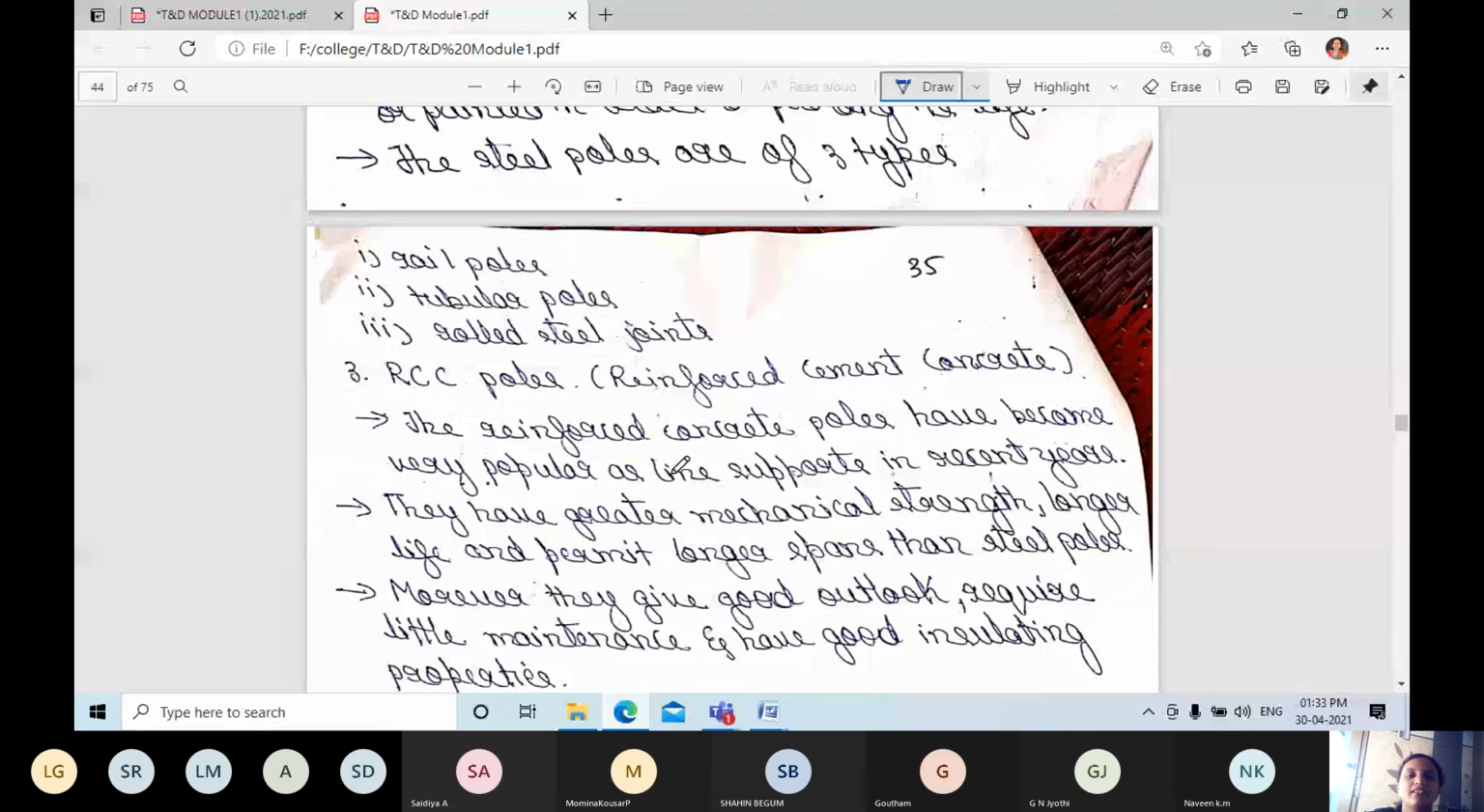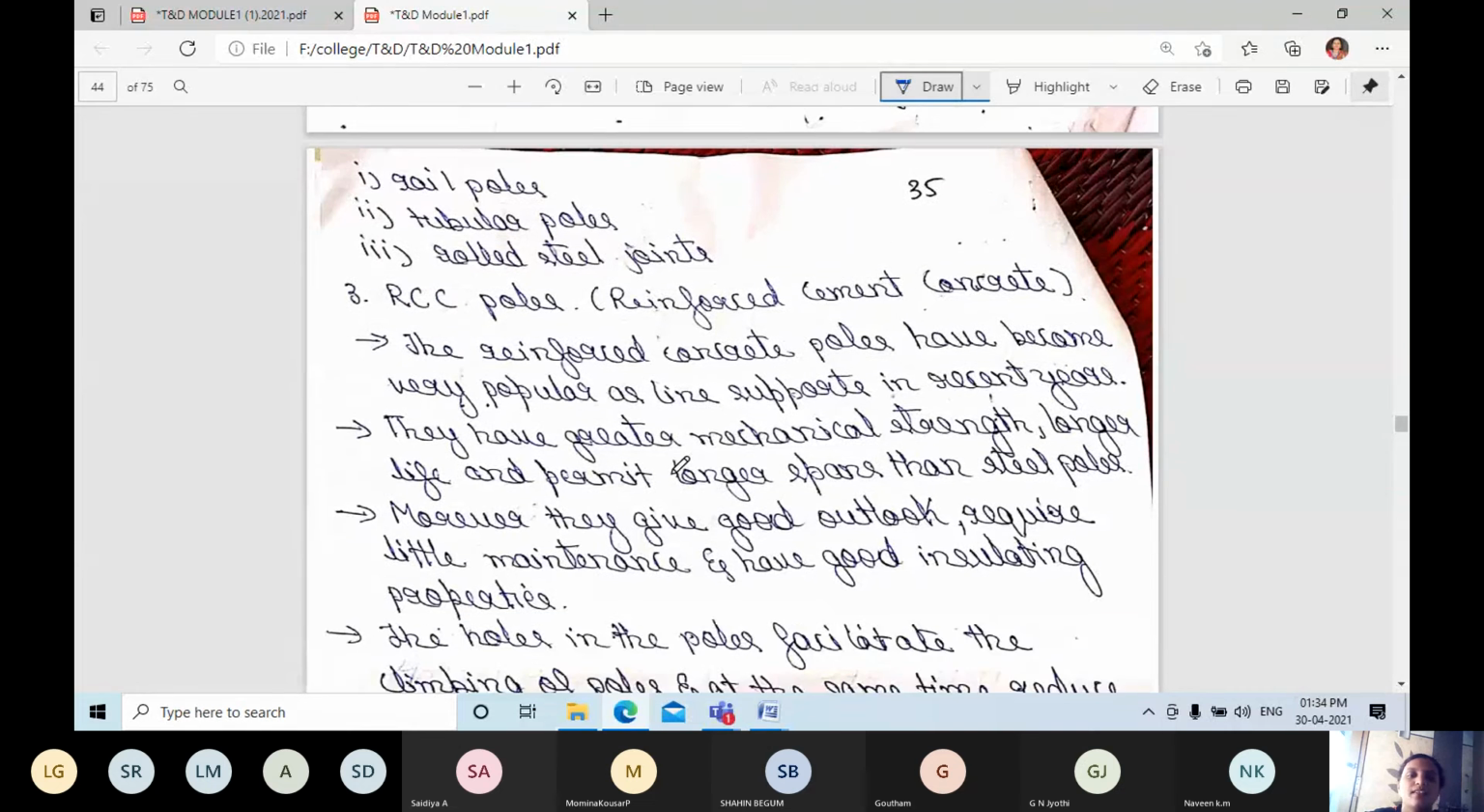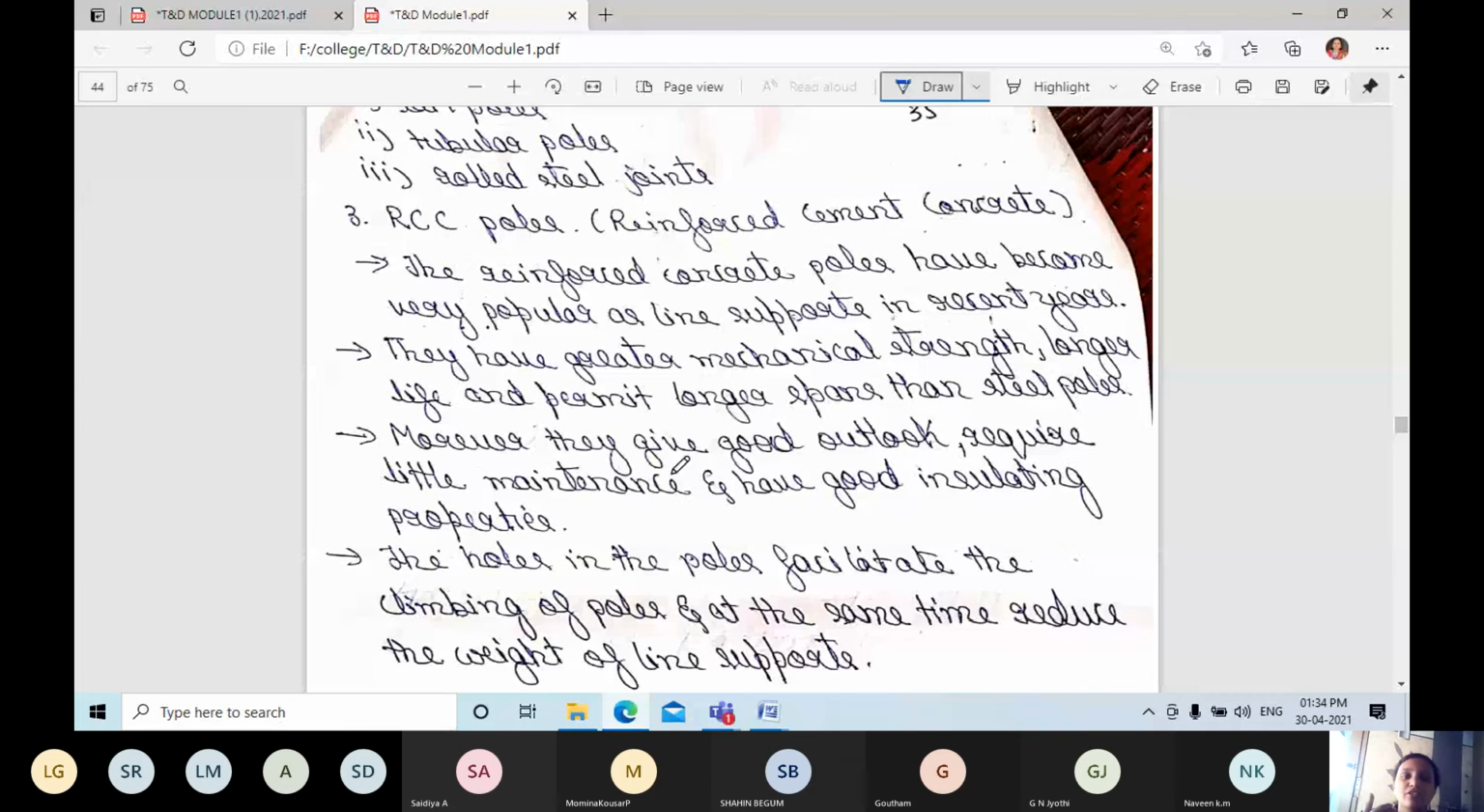RCC poles, reinforced cement concrete. You will know more about these, you see them daily. Advantages: reinforced concrete poles have become very popular as line supports in recent years. They have greater mechanical strength, longer life, and permit longer spans than steel poles. Moreover, they have a good outlook, require little maintenance, and have good insulating properties.